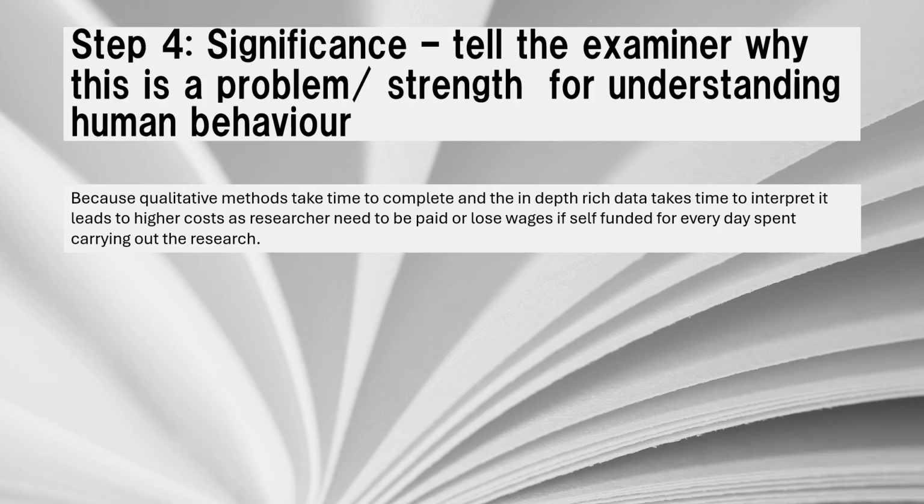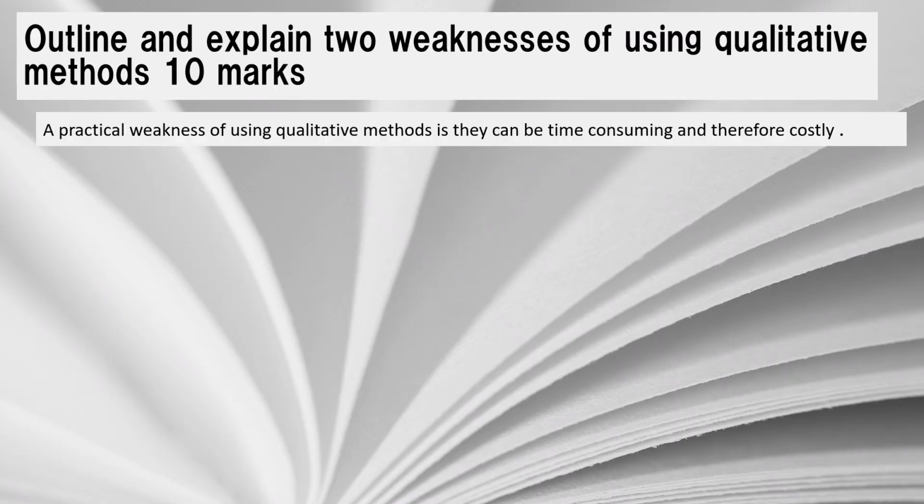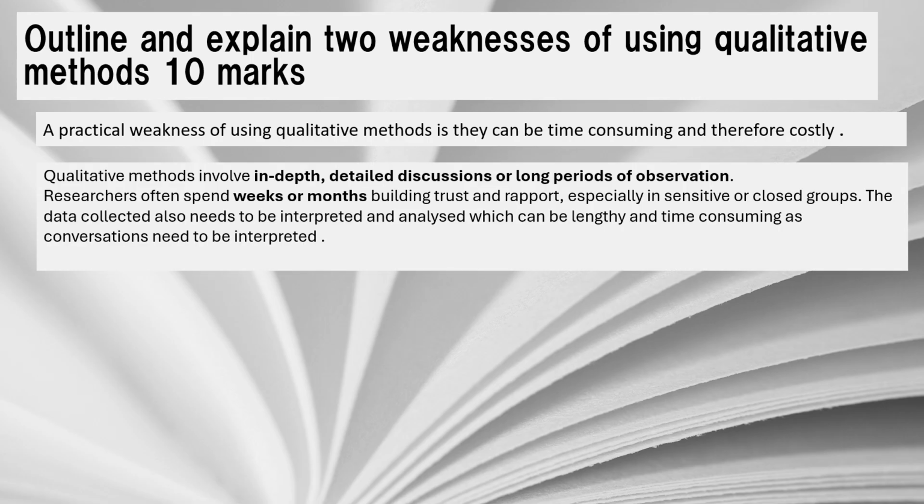So there you have it. Let's have a look at it all together so we can see the answer in full. Step 1 is to state a weakness, practical weakness. Step 2, specify what that weakness is. So qualitative methods involve in-depth, detailed discussions, long periods of observation, etc., etc.